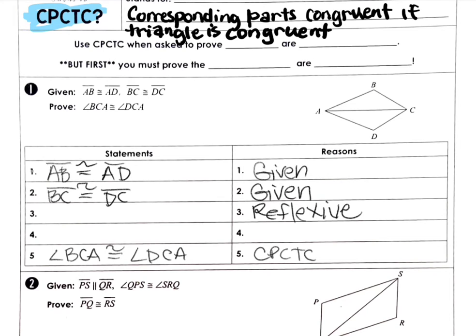But hey, why not? Why stop there? So here's our reflexive, that shared side. We, of course, need that 3-letter postulate with the S's and the A's, so I'm going to go ahead and do that. And let's look at the letters for that side. It's A to C is that side, AC. Triangle B shares AC, and triangle D shares AC. So AC for triangle B is congruent to AC on triangle D. AC is congruent with AC.